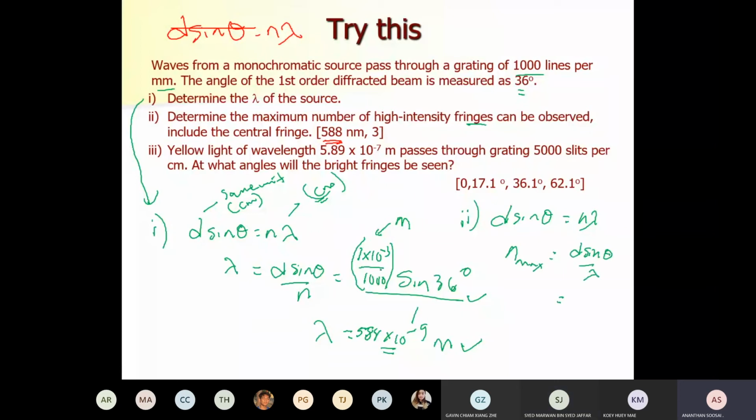So D as usual, put this value: 1 times 10 power -3 over 1000. Sine theta we take as 1 because it is 90 degrees. And lambda is the one you got earlier, 588 times 10 power -9. Make sure the units for D and lambda are the same, if not everything will be wrong. You get N max. How much do you get? Anyone?